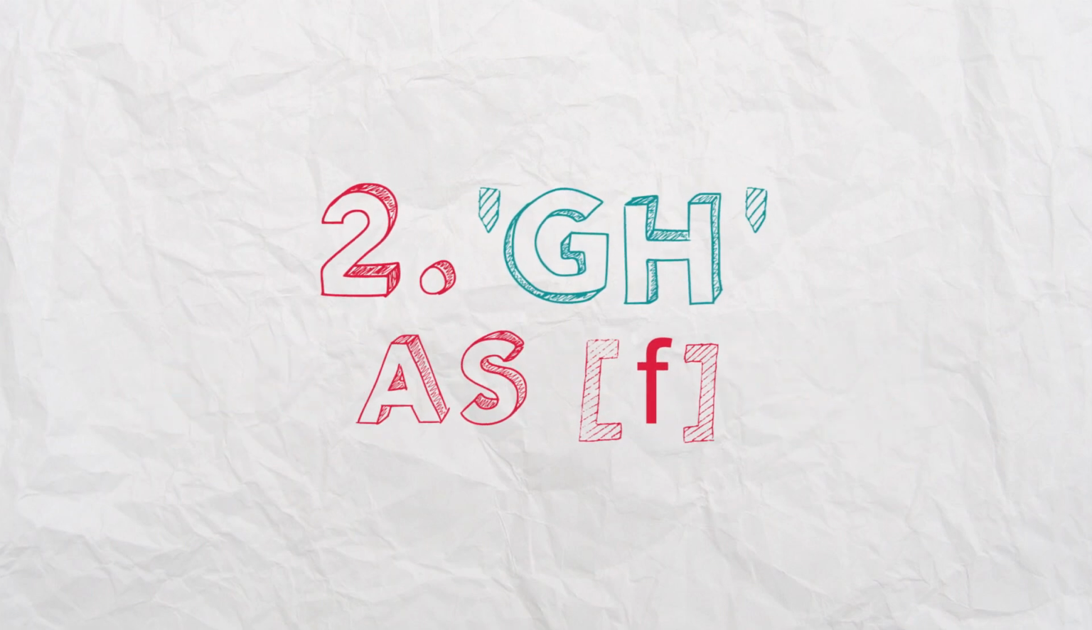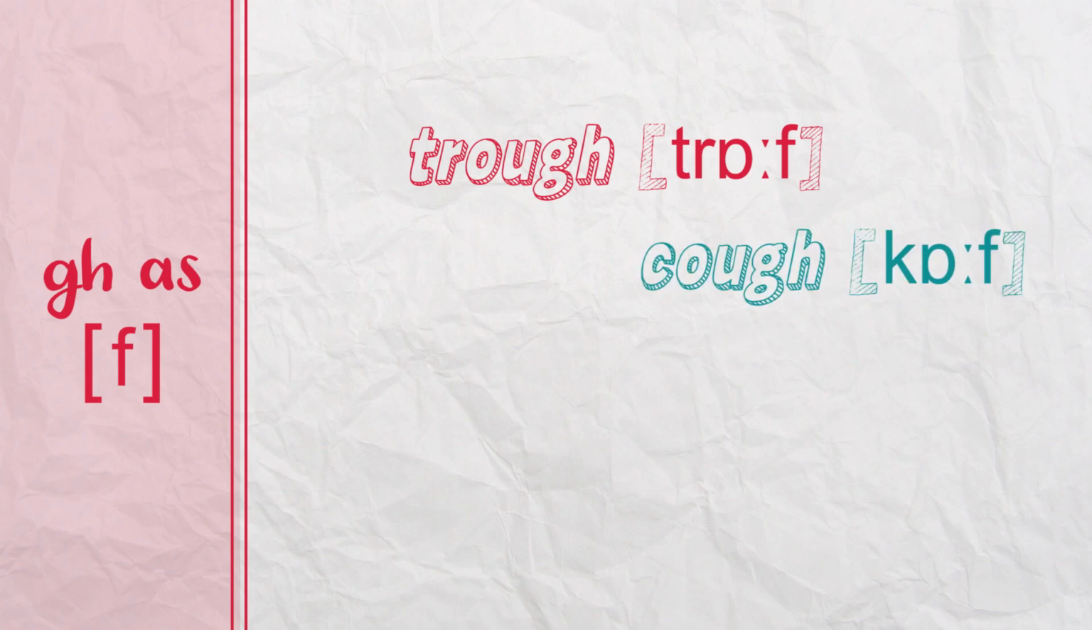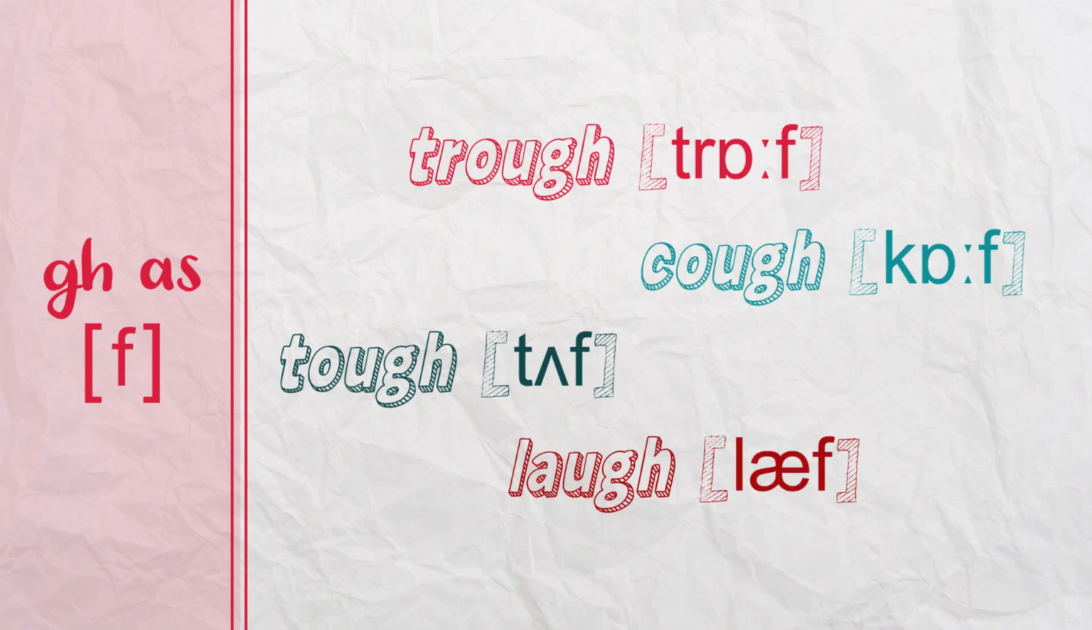GH number 2 is pronounced like F, like trough. That's the American pronunciation. Cough and tough. And then the word laugh. Okay, so this is group 2.